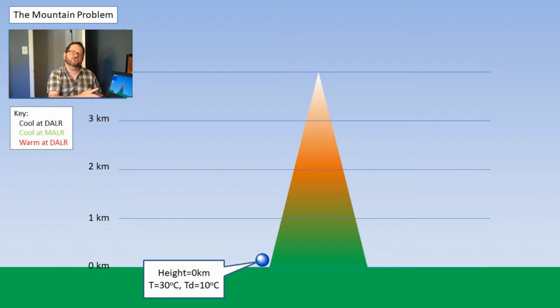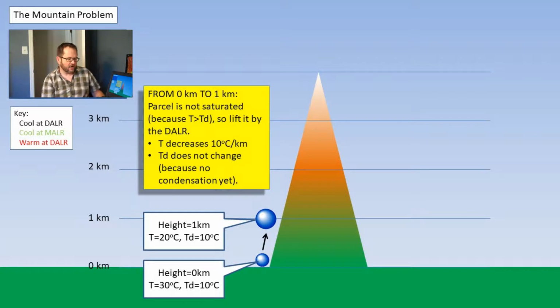All right, let's lift the air parcel 1 kilometer as it goes up the windward side of the mountain. From 0 kilometers to 1 kilometer, our air parcel is not saturated. I can tell because the temperature is greater than the dew point. Remember, the dew point is the temperature to which we have to cool this air parcel to become saturated. So since the temperature is greater than the dew point, this air parcel is not saturated. You can see by the little black arrow, using our key, that I cooled the air parcel at the dry adiabatic lapse rate.